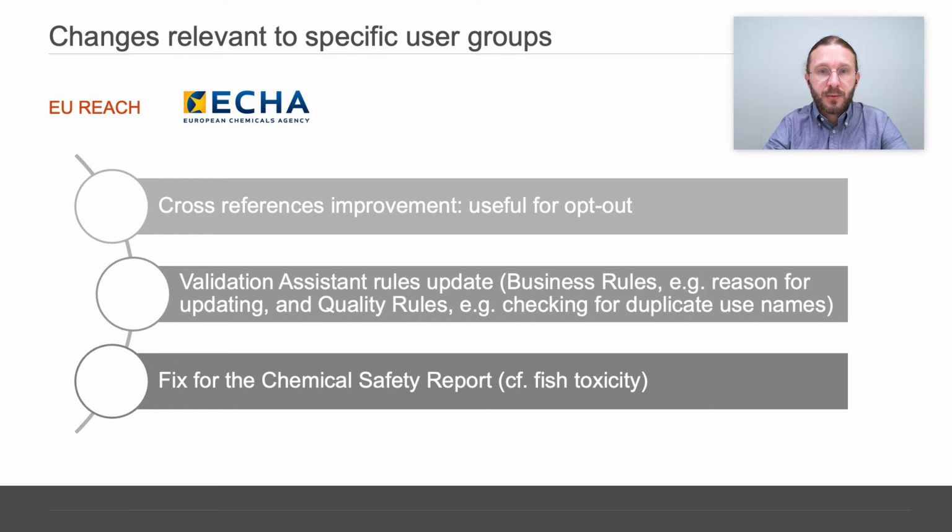For REACH registrants, we have also updated some validation assistant rules, particularly business rules and quality rules. For example, in order to check the reason for updating when you are submitting a dossier update, or to check that you have not introduced duplicate use names under section 3.5, where you report your use information and the type of use for your substance. Finally, we have also fixed an issue with the chemical safety report, which had to do with the display of fish toxicity information coming from endpoint summaries.